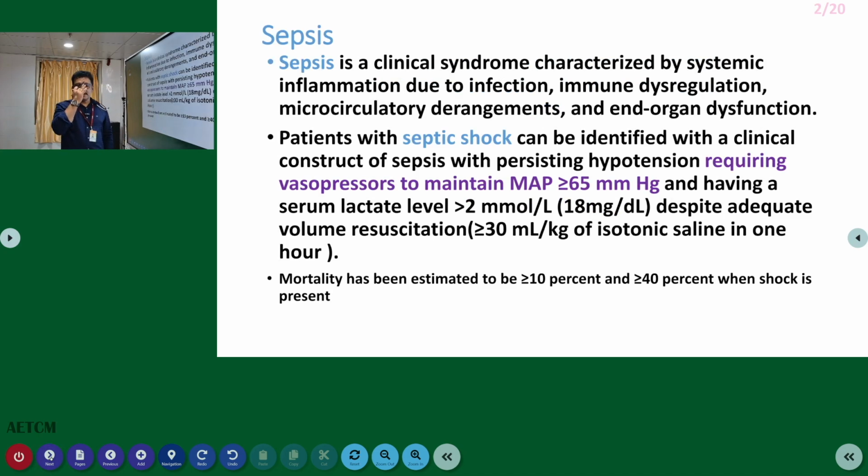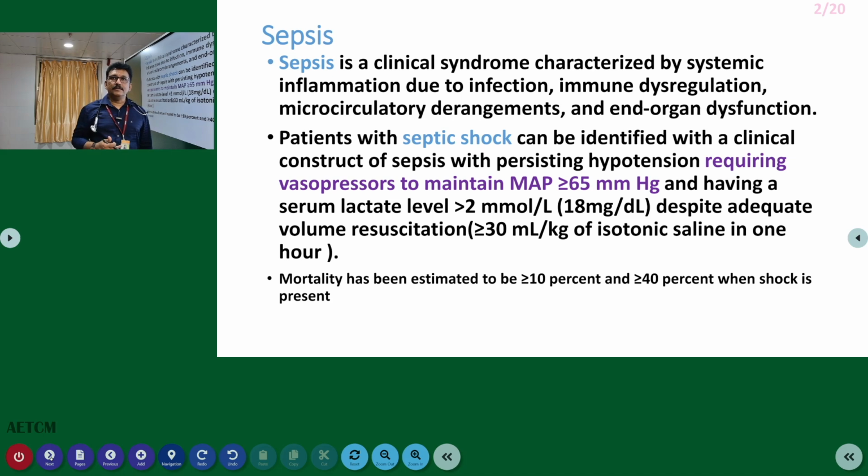You know that sepsis is a syndrome wherein there is an infection, and that infection may lead to inflammation. That inflammation can sometimes trigger immune reactions. Immune reaction means the body tries to defeat the pathogen with antibodies. Sometimes that immune regulation can become dysregulated, that is immune dysregulation. That may produce problems in the blood vessels, that is microcirculatory dysregulation, and ultimately that may lead to end organ dysfunction. So that is sepsis.